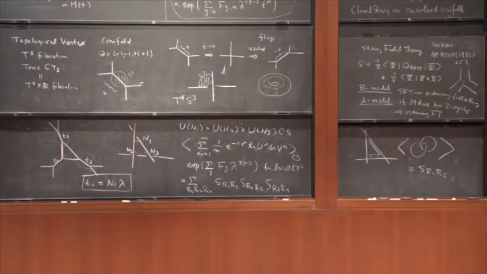So this was about the open string, topological open string for the A model. But there is also a beautiful story about the topological open string for the B model. So I would like to talk about that. But before I get to that, I need to bring this thing down.